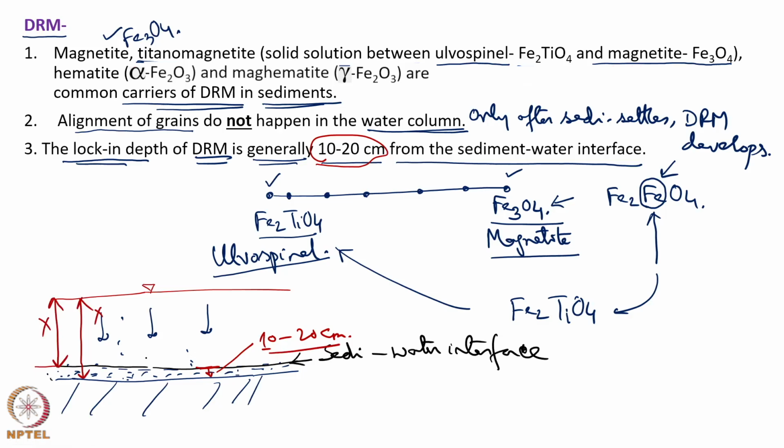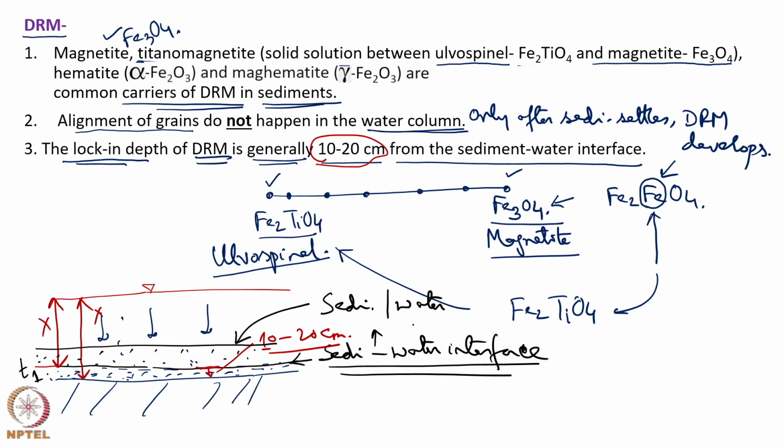And as more and more sedimentation happens, the sediment water interface actually moves upward. So, after some time, say this was starting at T1 time, at T2 time more sedimentation has happened and then this becomes the sediment water interface. Then this 10 to 20 centimeter lock-in depth will not be defined from this T1 horizon, rather from this T2 horizon. So, from here 10 to 20 centimeter, which means if I take this basement as static, the lock-in depth of DRM with more and more sedimentation ideally moves upward.